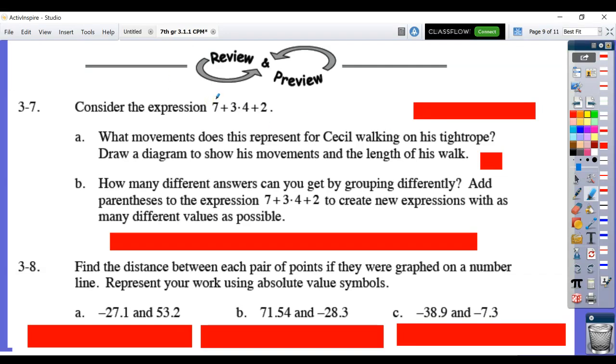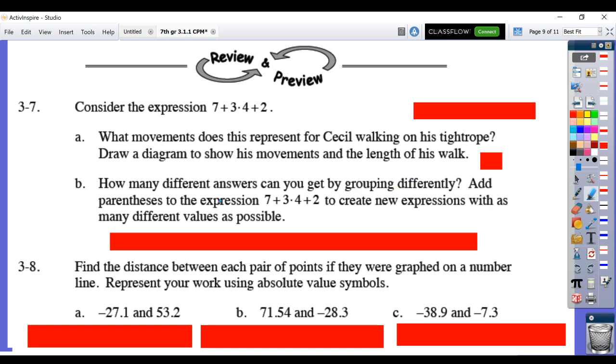First of all, they want you to consider this expression, 7 plus 3 times 4 plus 2. So what movements will this represent for Cecil walking on his tightrope? They want you to think about how you would diagram that. So you've got 7 feet first, then you've got 3 sets of 4 feet, plus another 2 feet. Draw a diagram and then figure out the length of his walk.